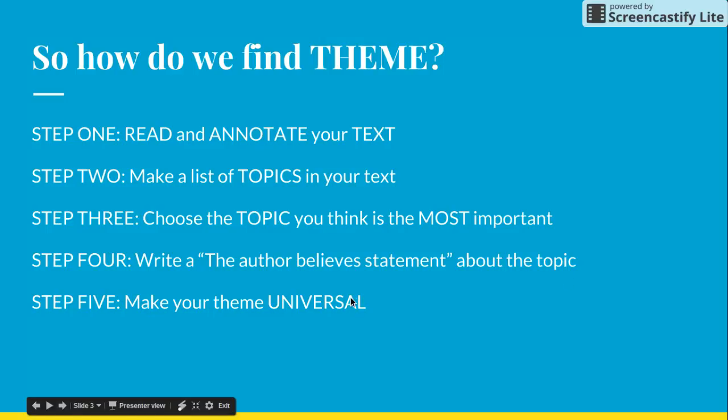And for step 5, we have to make our theme universal. Universal means that it does not just relate to that story or that specific character, but it can relate to many stories. So we'll look at what that looks like as well.